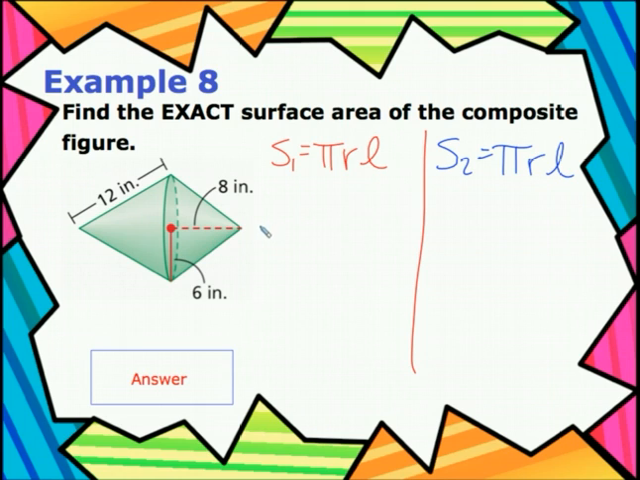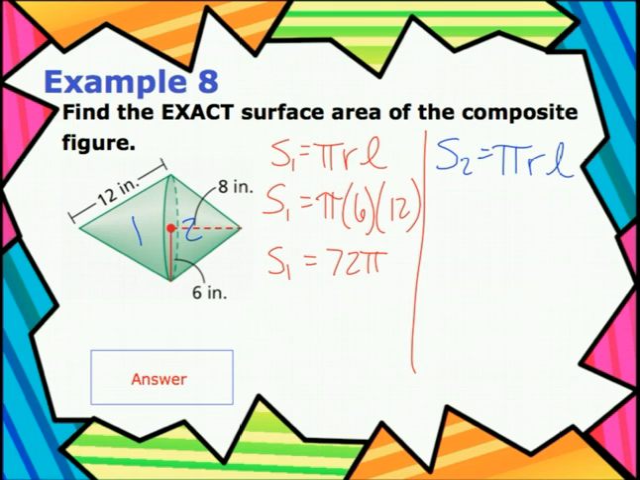So on this one, call this one 1 and this one 2. They have the same radius on both. So the surface area of the first one is pi times 6 times the slant height, which is 12. So 12 times 6 is 72. So for the surface area of the first one, we get 72 pi.